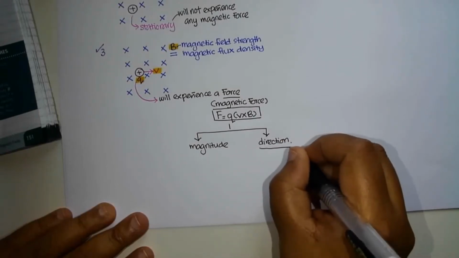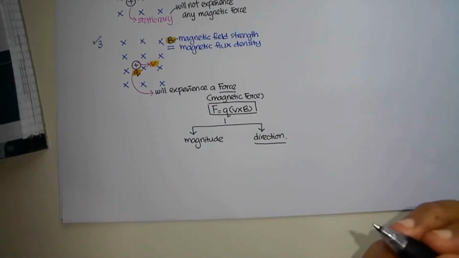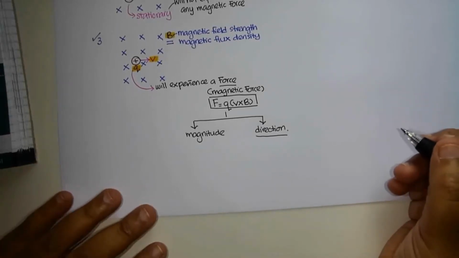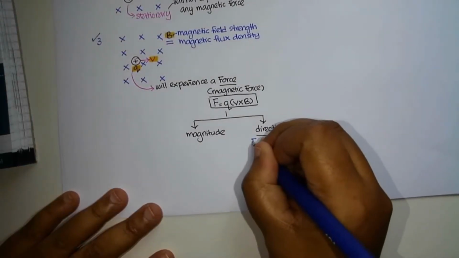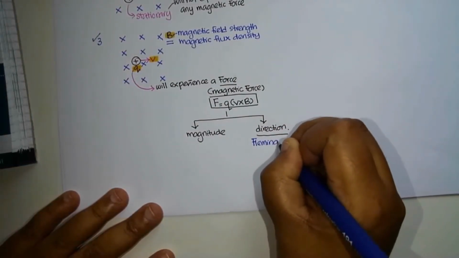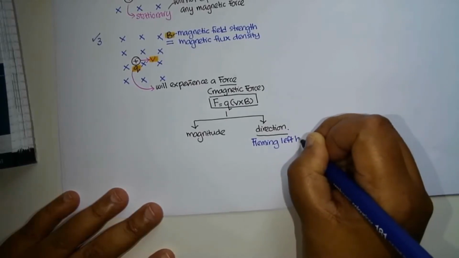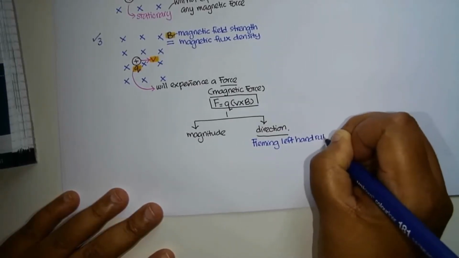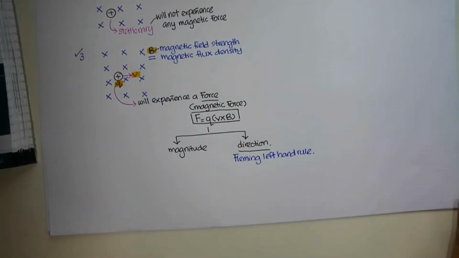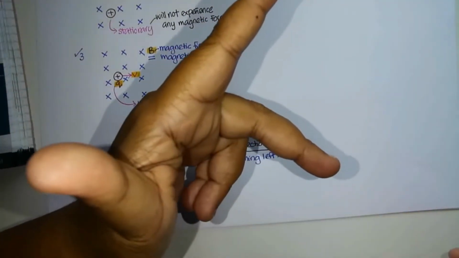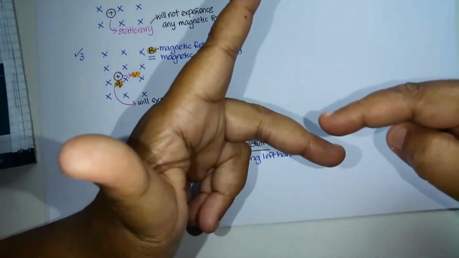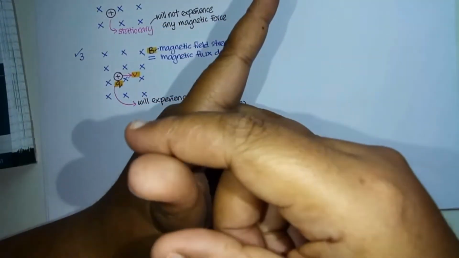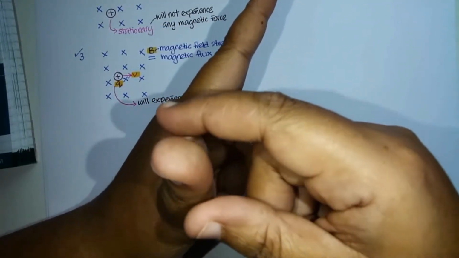Let's look at the direction of the magnetic force. How do we determine the direction of the magnetic force? By using Fleming's left hand rule. Okay, so now we take our left hand. This is our left hand, correct? So here will be F, B, v. F is your thumb. The thumb will point to the direction of the force.